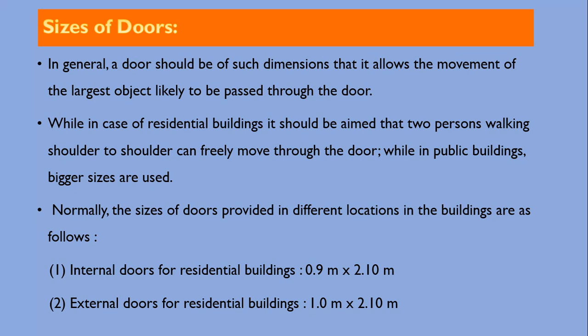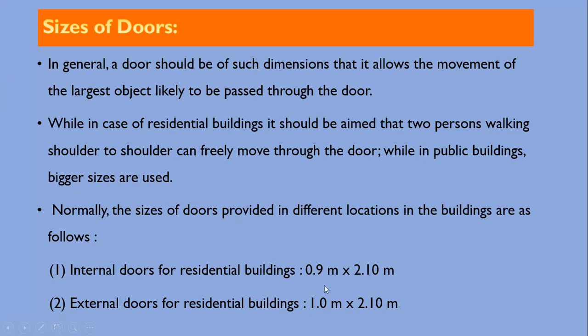While in case of a residential building, it should be aimed that two persons walking shoulder to shoulder should be able to go in and come out, and accordingly we should keep the size of the door. Right. While in case of public buildings, sizes are normally the size of the door provided in the different locations of the building or its house.